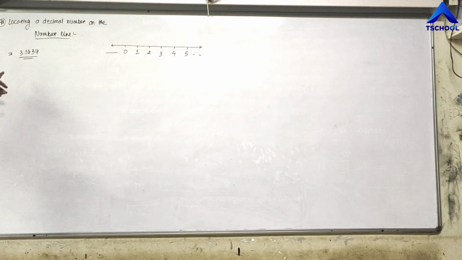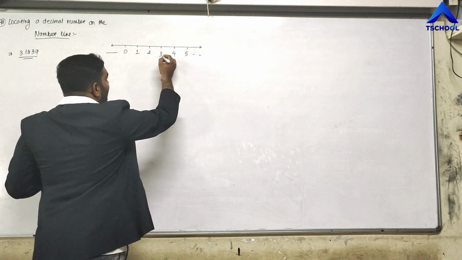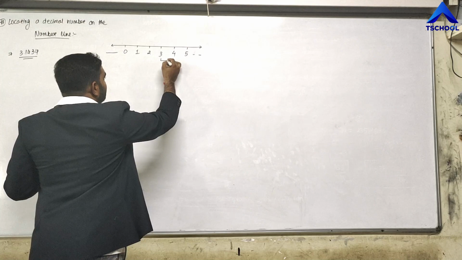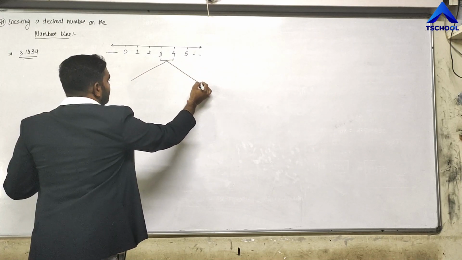Now first of all, we shall look for the very first number, that is 3, and it is 3 point. So it will lie between 3 and 4. So what are we going to magnify? We are going to magnify this 3 and 4 here. So that will show us somewhat like this.